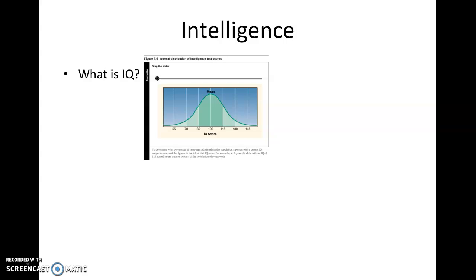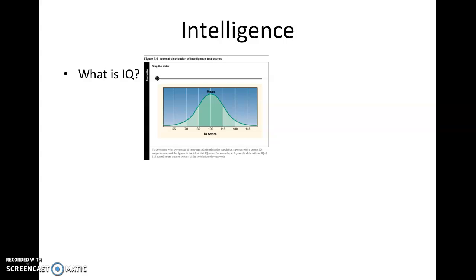So average IQ being 100, 85 to 115 being the most common range, and picking up over 90% of people as you get out to plus or minus 2 standard deviations, or the range between 70 and 130.